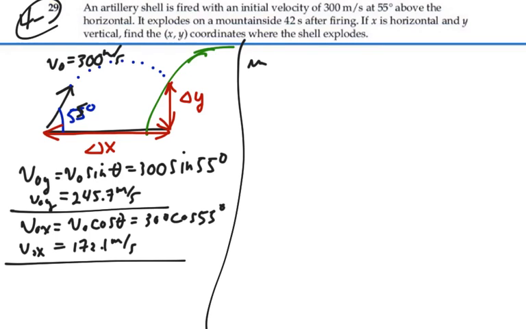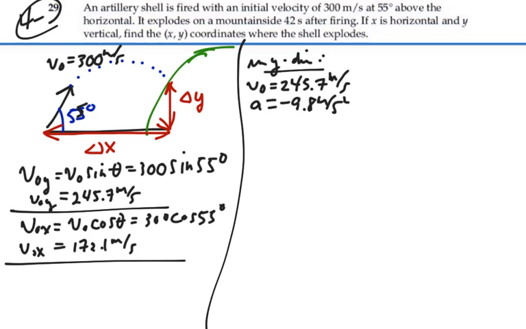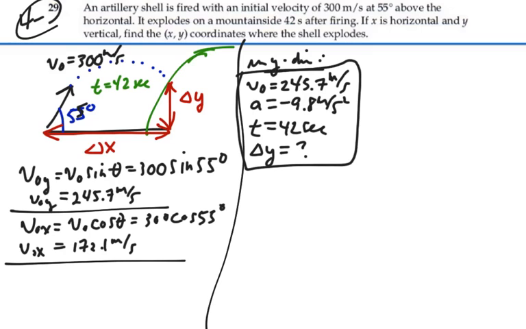If we look at just the y direction, what do we know? Well, we know our v naught is 245.7 meters per second. Our acceleration will be a negative 9.8 meters per second squared. Our time, we're told that this is in the air for 42 seconds. So our time is 42 seconds. So that's what we have here, and we wish to find delta y. So we have three kinematic variables, and we want to find the fourth one.